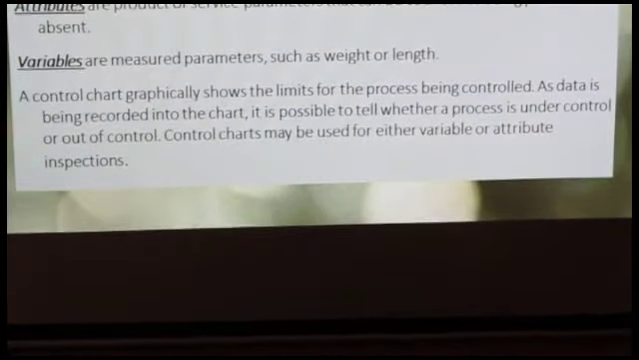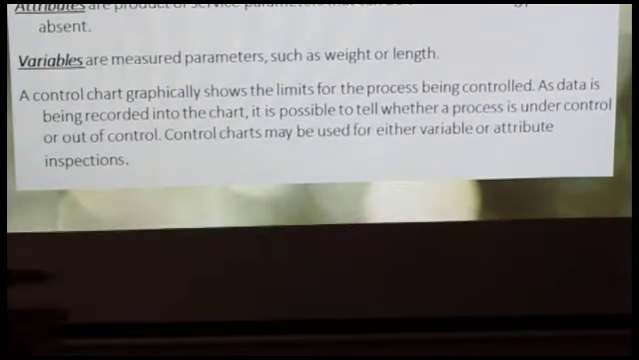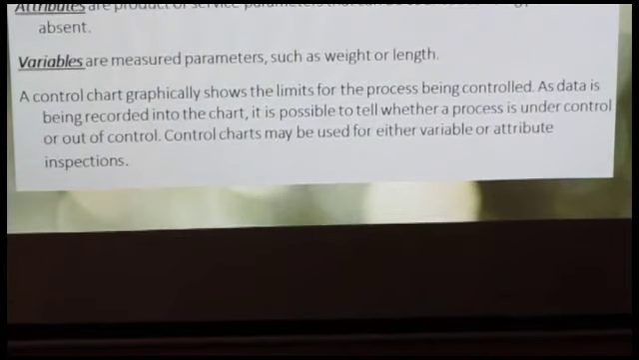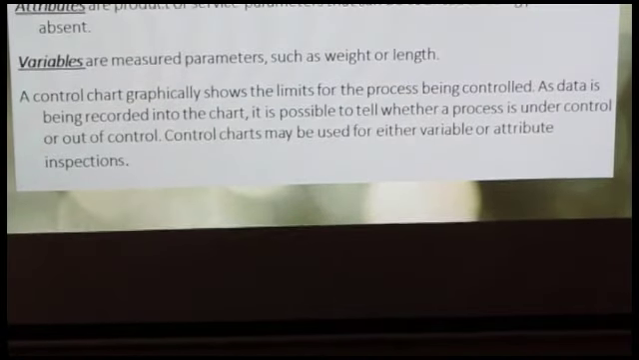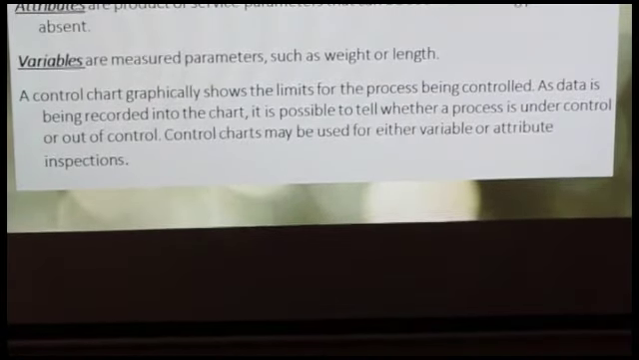A control chart graphically shows the limits for the process being controlled. As data is being recorded into the chart, it is possible to tell whether a process is under control or out of control. Control charts may be used for either variable or attribute inspections.